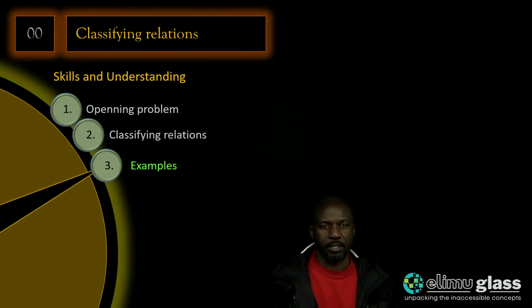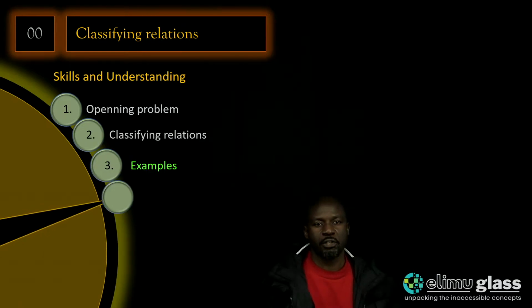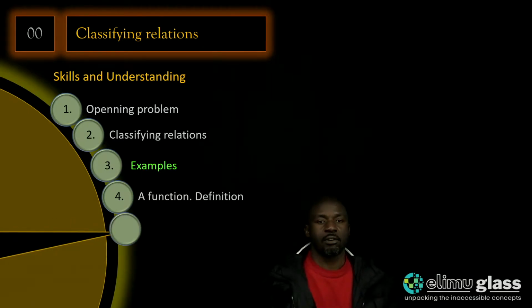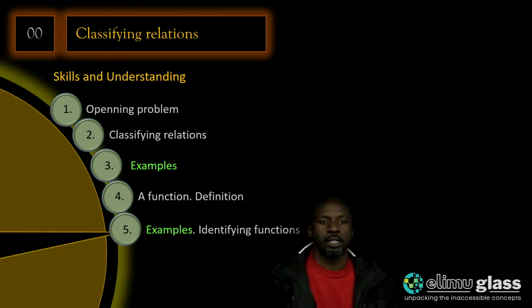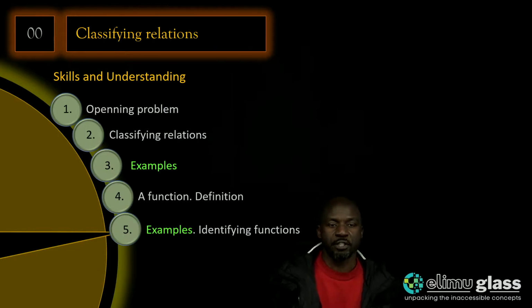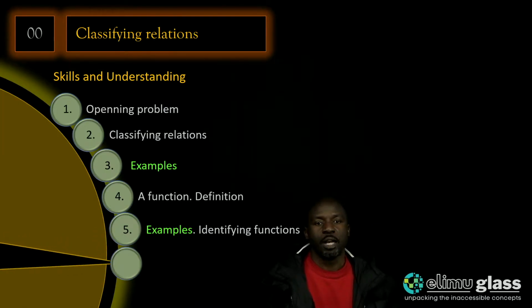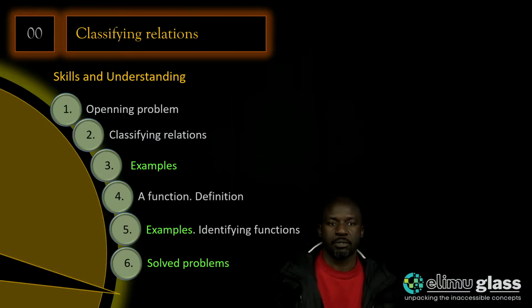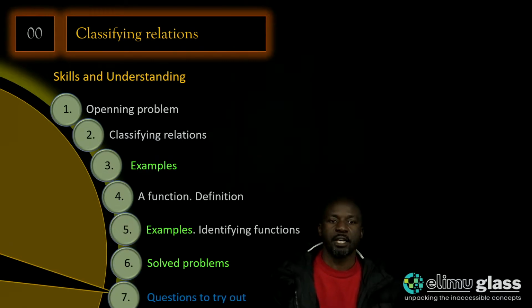Okay, we're going to make this lesson short and take a look at a number of examples before we go into the next section, which is going to be the introduction and definition of functions. After we've defined functions and compared them with relations, we will look at examples and identify which relations qualify as functions. Then you will look at some solved problems, and you will also get a chance to solve some questions yourself. Okay, so let's get on with it then.